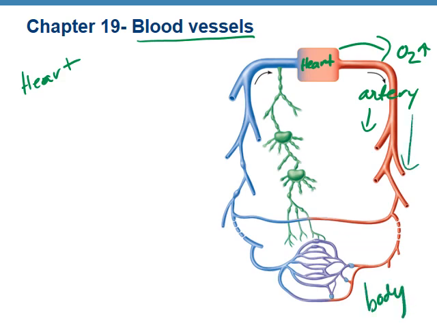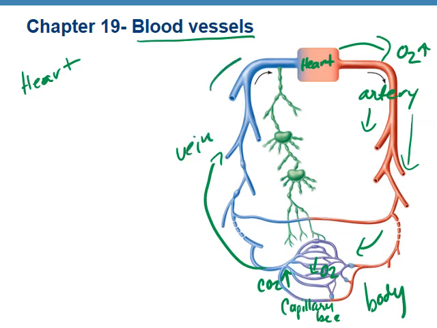So we have these arteries. They're carrying oxygenated blood. They get here to the capillary bed, and they're going to drop off the oxygen. We're going to pick up CO2. We're going to put it into the veins, and we're going to drive it back to the heart.